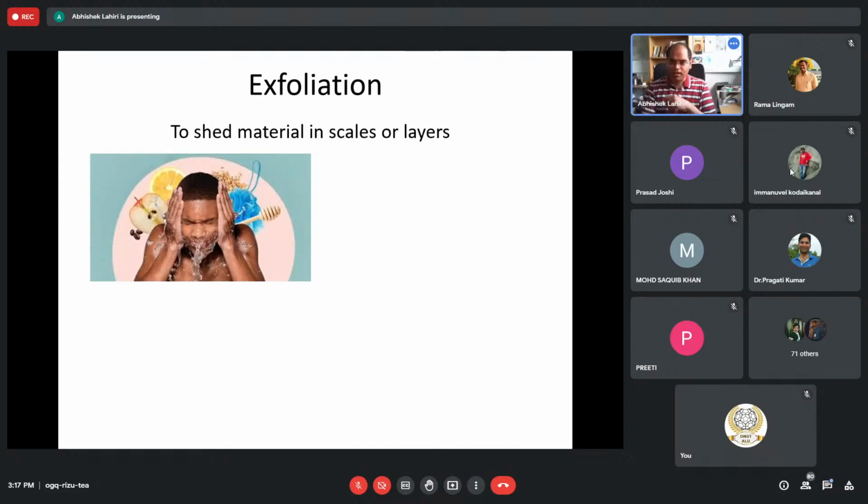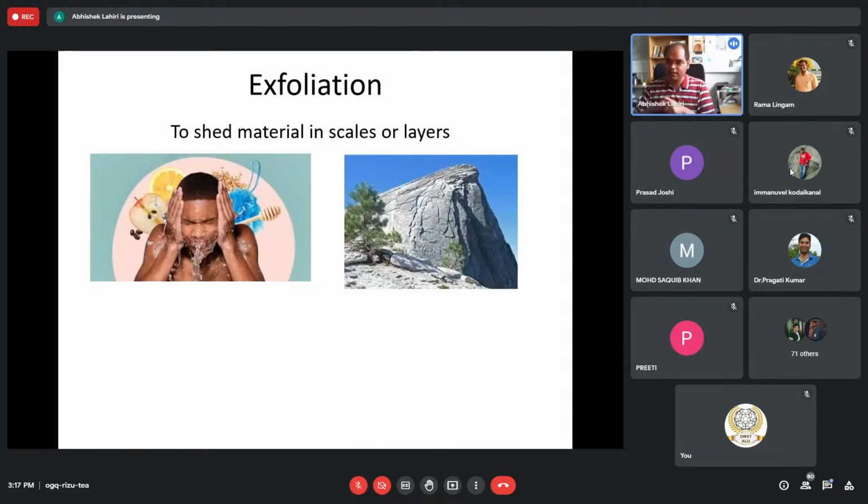Another example of exfoliation is a very smooth rock surface. If you have a hill which is weathered, the wind blows over the surface and removes layers from the rock, and this is why you have a smooth rock surface. That simply means exfoliation.